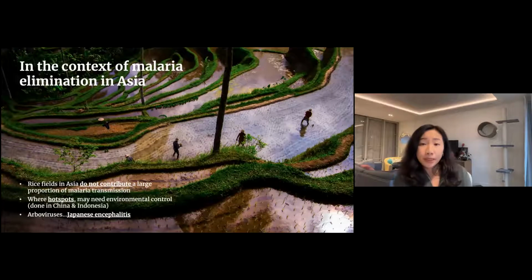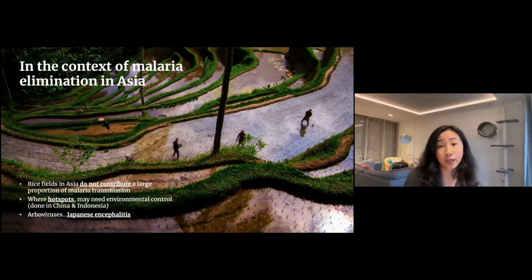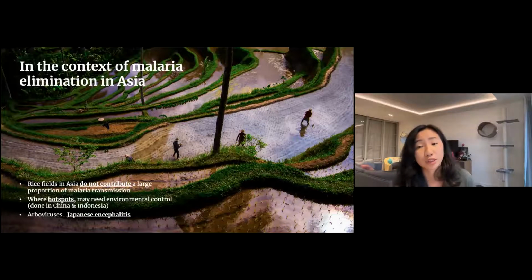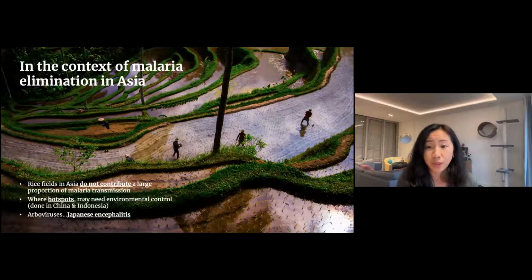In the context of malaria elimination in Asia, compared to sub-Saharan Africa, Asia is actually very lucky that although it's responsible for so much rice growing, rice fields do not contribute to a large proportion of malaria transmission. But where rice fields may remain as hotspots, there may need to be a final push of environmental control to reduce transmission potential. And this is especially in areas where maybe there's Anopheles sinensis or Anopheles aconitis. This has already been done in China and in Indonesia using intermittent irrigation and larvivorous fish back in the 1980s. And I think there's been a lot of continuation since.